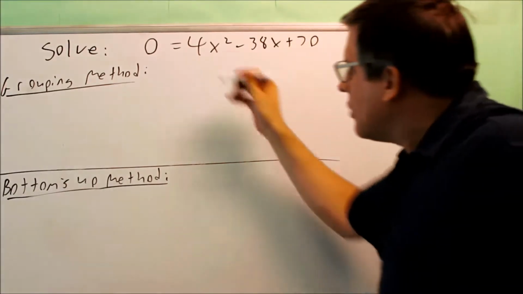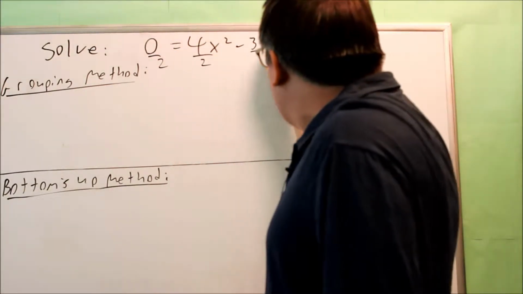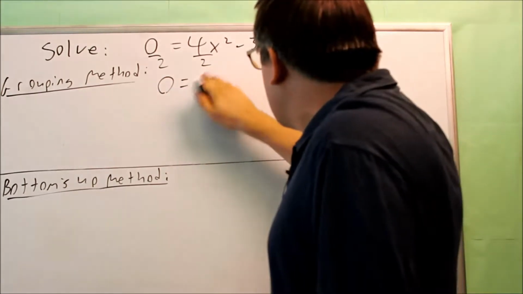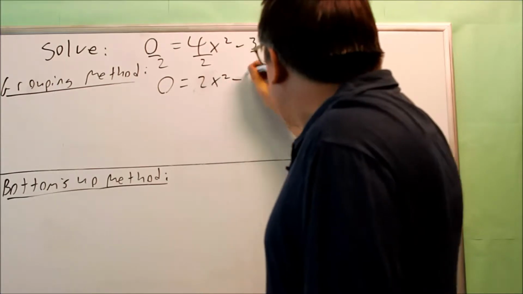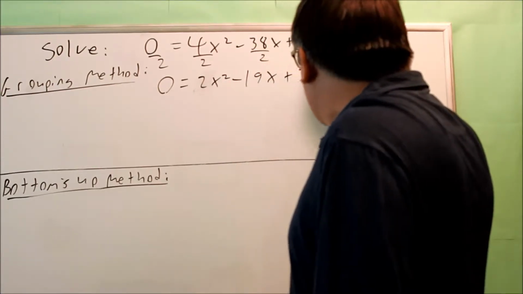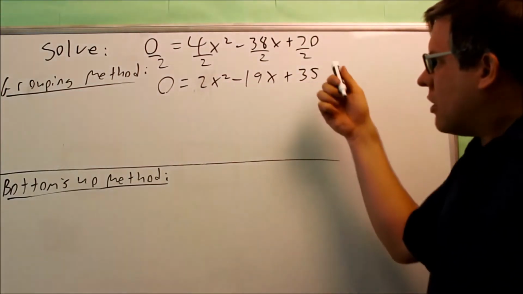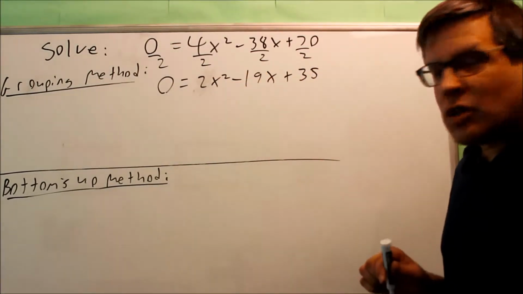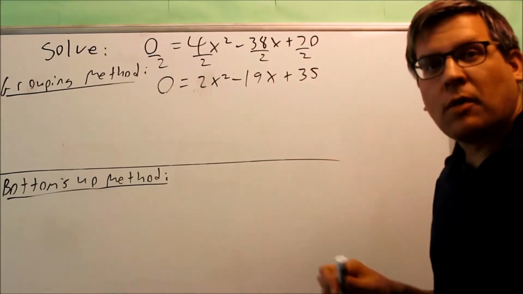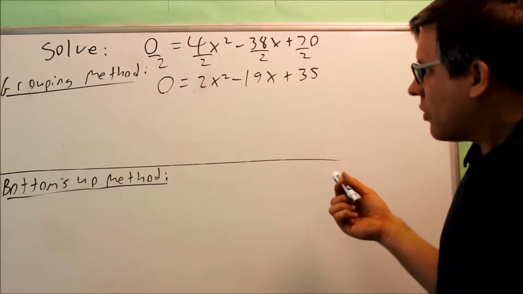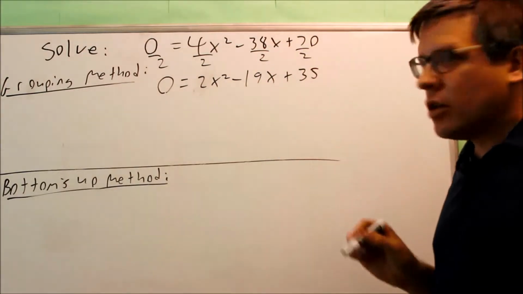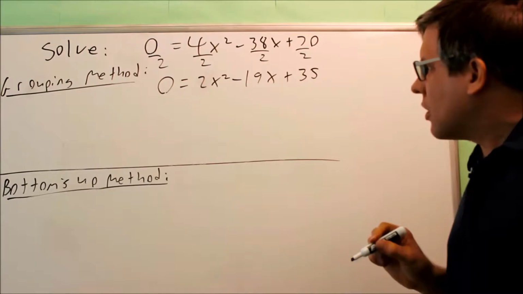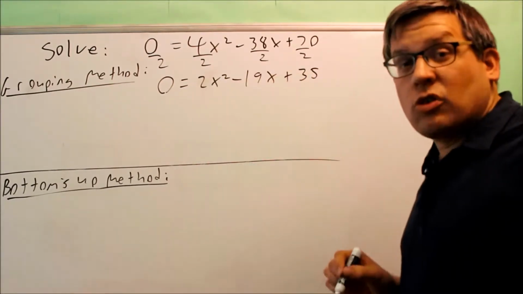So I'm going to make the problem easier by dividing everything by 2 to get 0 equals 2x squared minus 19x plus 35. It's good to do that anyway, because for the bottoms up method you actually have to do that first. You have to make sure there are no common factors in order for the bottoms up method to work. But for the grouping method, you could have used the original one, but by dividing both sides by 2, it makes the problem easier because now you have smaller numbers to work with.